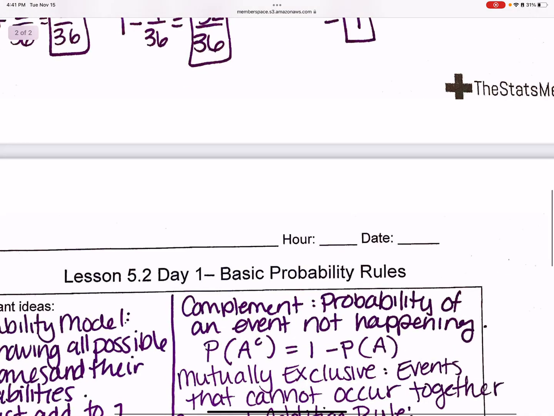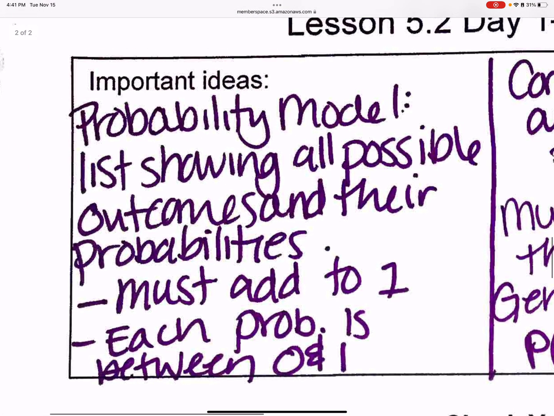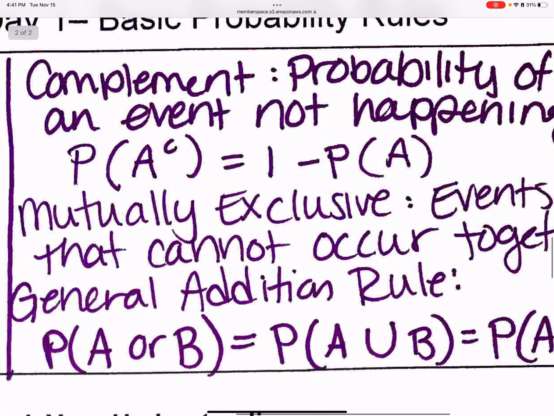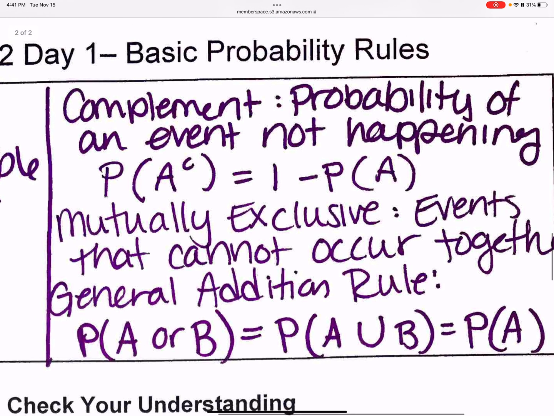The notes to remember for today: on the probability model, the list shows all possible outcomes and their probabilities. They have to add up to 1, and each probability is between 0 and 1. A complement event is the probability of an event not happening. So this would be something like raining, not raining, where the two events add up to 1. If the probability of it raining is 80%, the probability of it not raining is 20%.